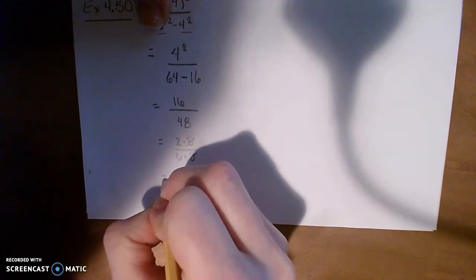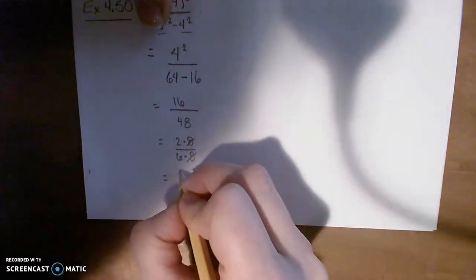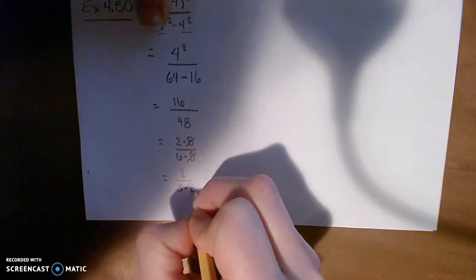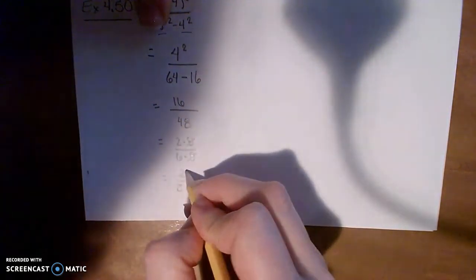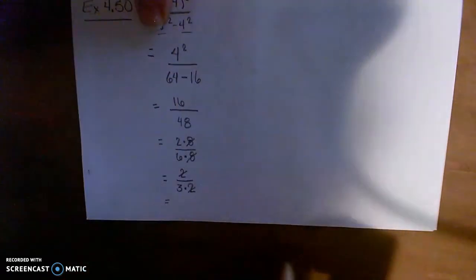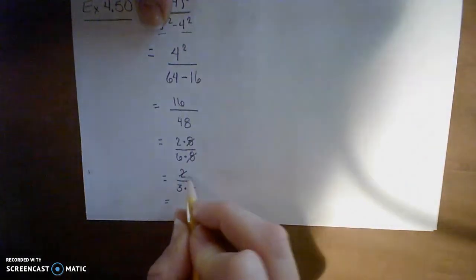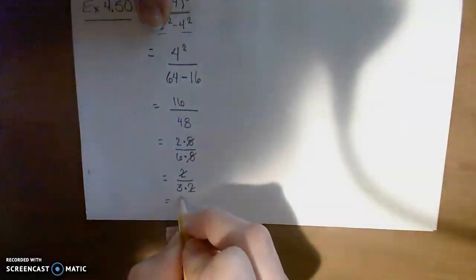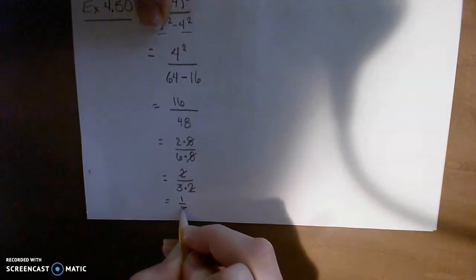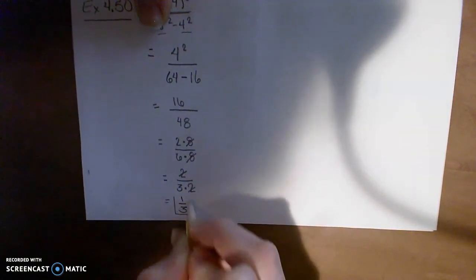Now wait a minute. I think this fraction could be reduced even further. So 2 in the numerator, 6 could be written as 3 times 2. Divide by 2, divide by 2. What do I have left? It looks like there's nothing left in my numerator, but again, I know there's always an understood factor of 1. So 1 in the numerator, 3 in the denominator. So my answer is 1/3.